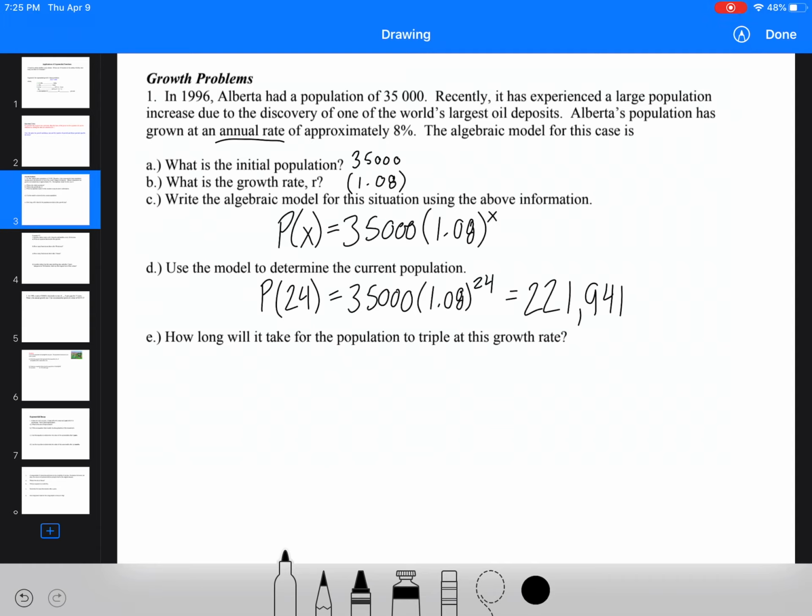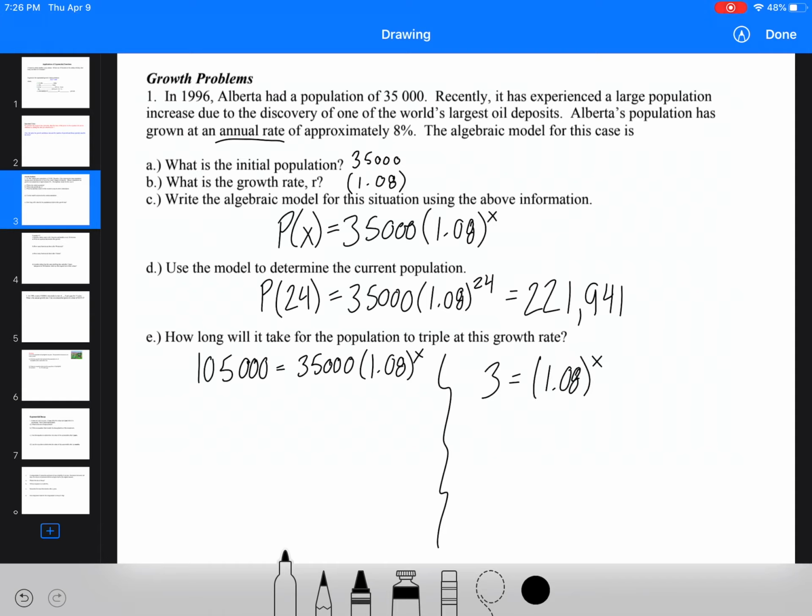And how long will it take for our population to triple? Now, there's a couple different ways we can go about doing this. I'm going to say two. The first would just be to take 35,000 and times it by 3. So we're going to have 105,000 equals 35,000 times 1.08 to the x. The other way would just be to start with a 3 here and assume that we have a population of 1. So then we're just going to have 3 equals 1.08 to the x.